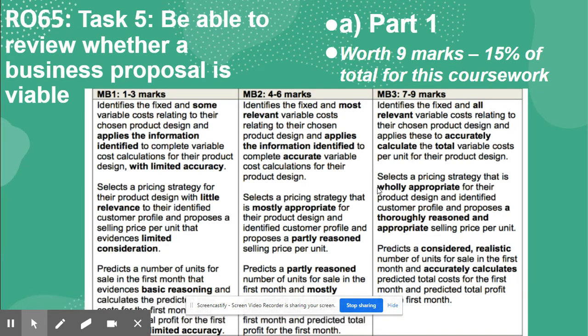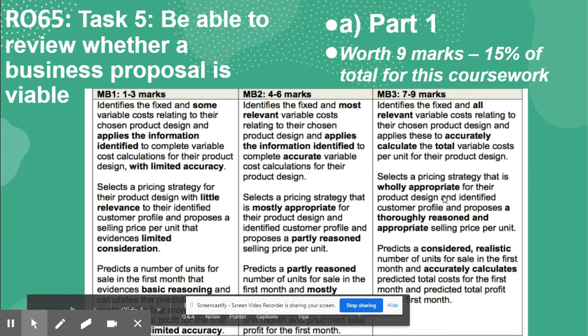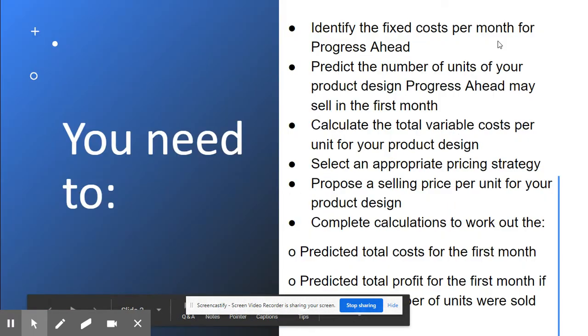I don't know if you remember, the mark scheme divides it in two different sections. Section 1 is worth 9 marks and therefore 15% of your total coursework. This task in total is 30%, so it's a very heavy task. So please do it properly. You can have a look at the mark scheme in your own time. I'm just going to go through what you have to do very quickly.